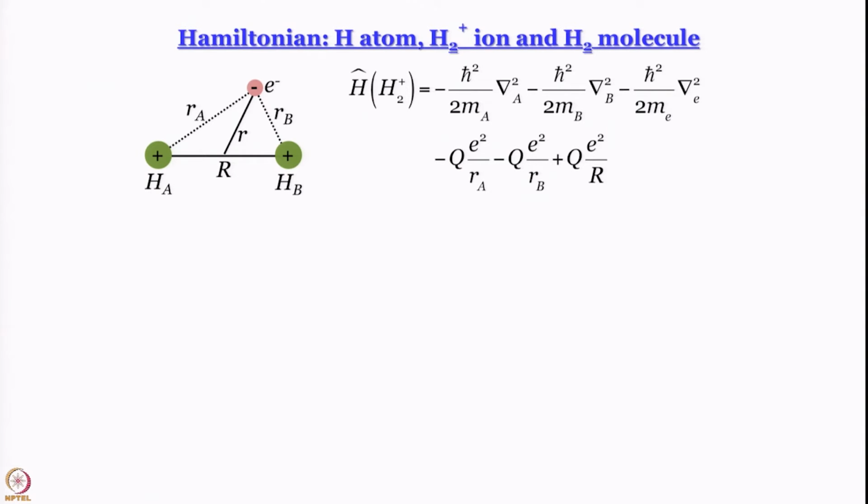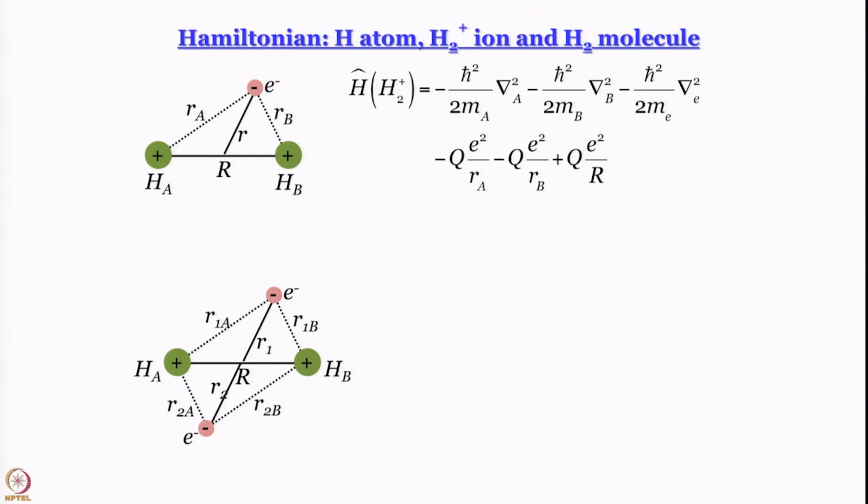Now, what happens if we want to go to the H2 molecule, because remember valence bond theory has no scope for H2 plus, we have to talk about H2. So, we add one more electron, right. At the moment we add one more electron, we add many terms. How many more terms do we add?